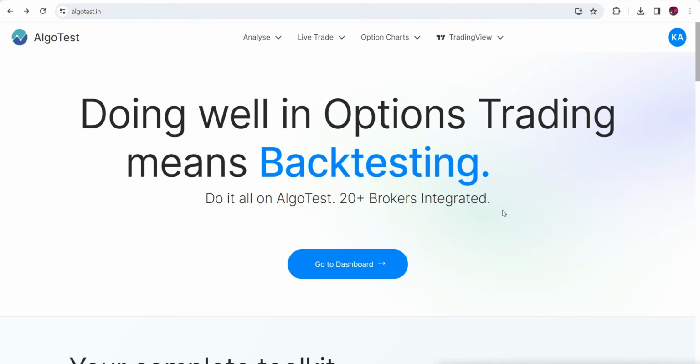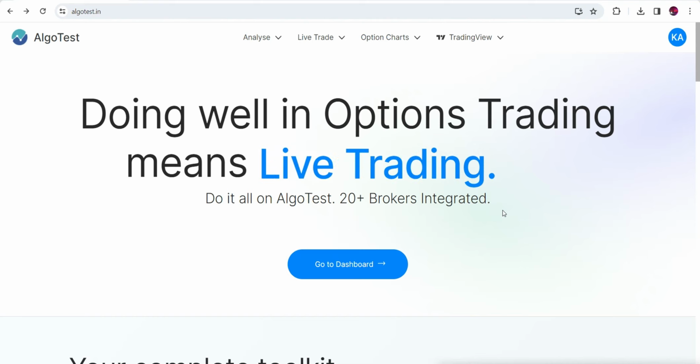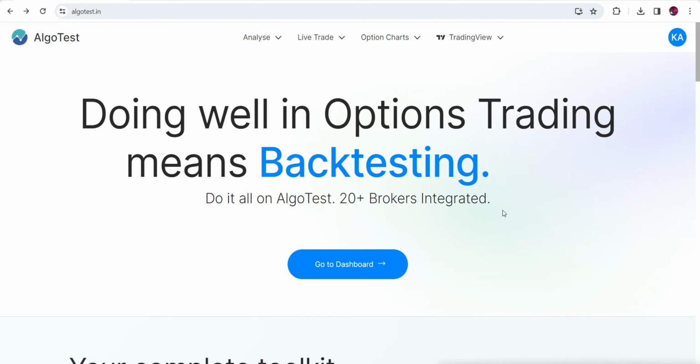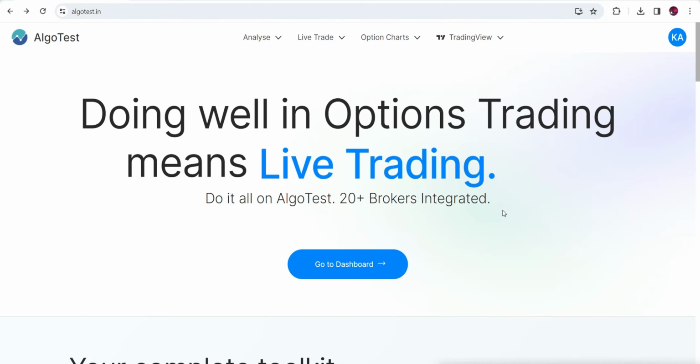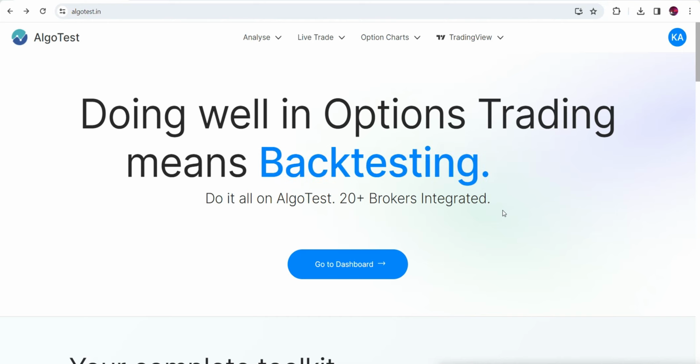Now, some things you need to know. First, what is backtesting? Backtesting means we are checking our strategy on the past few years of data, to see if the strategy has performed well in the past or not. If it has performed well in the past, we get the confidence to deploy this strategy in the live market.